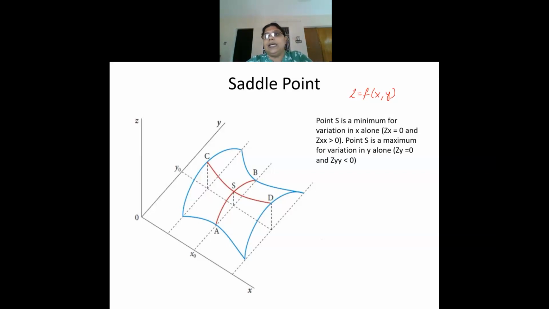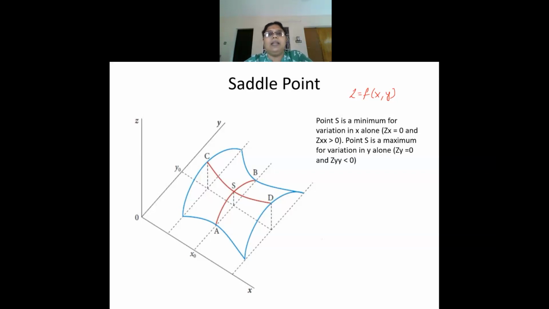The first condition to be satisfied is that the first order partial derivative of the function with respect to each of the independent variables must be equal to 0. That is, dou z by dou x must be equal to 0 and dou z by dou y must be equal to 0. The second condition is that dou squared z by dou x squared and dou squared z by dou y squared must be less than 0 for a function to be at its relative maximum. And dou squared z by dou x squared and dou squared z by dou y squared must be greater than 0 for a function to be at its relative minimum.